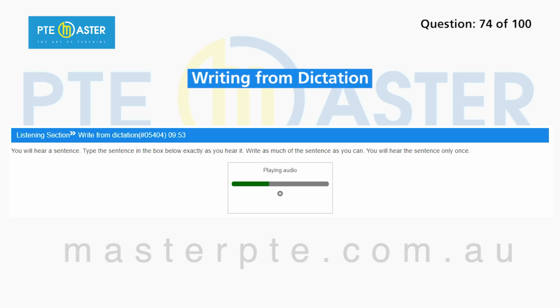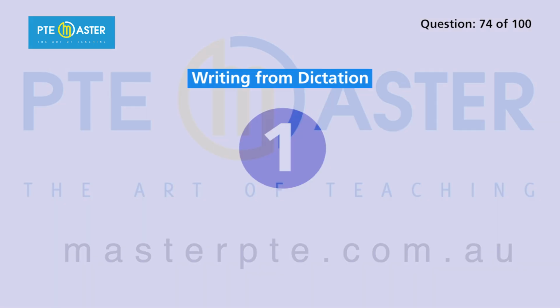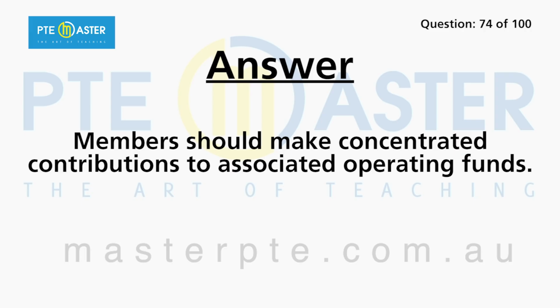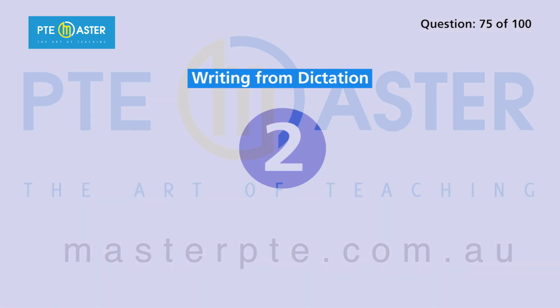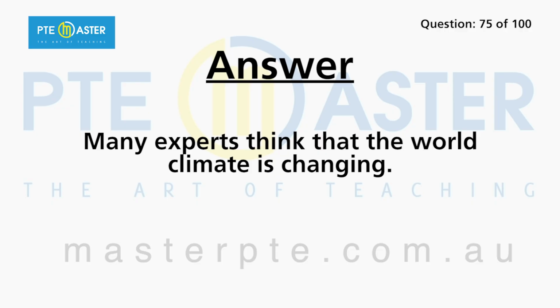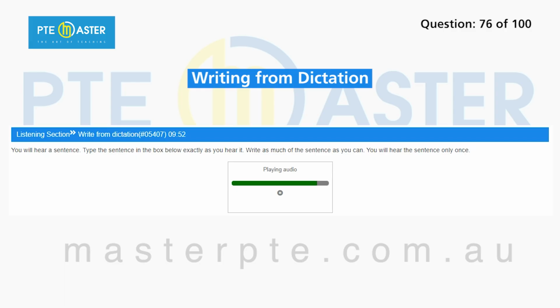Members should make concentrated contributions to associated operating funds. Many experts think that the world climate is changing. Having clean water for consumption is vital for health.